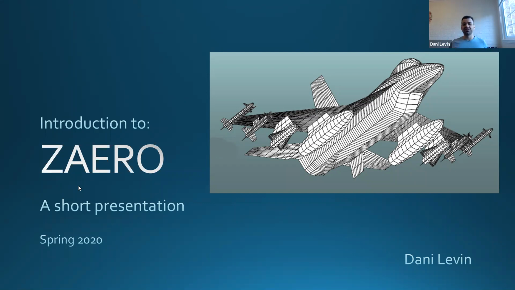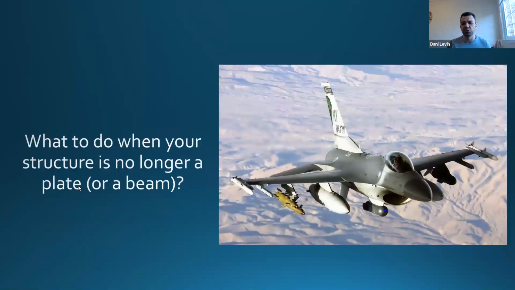Okay, let's start. My name is Danny, and I will show you a short presentation about ZAERO. ZAERO is a commercial aeroelastic code. So in short, it's the answer to the question: what are you going to do when your structure is no longer a plate or a beam, but say an F-16, like here? So the first question is, what are you going to do, for example, if you have a plane and you want to find the flutter boundaries of the structure?